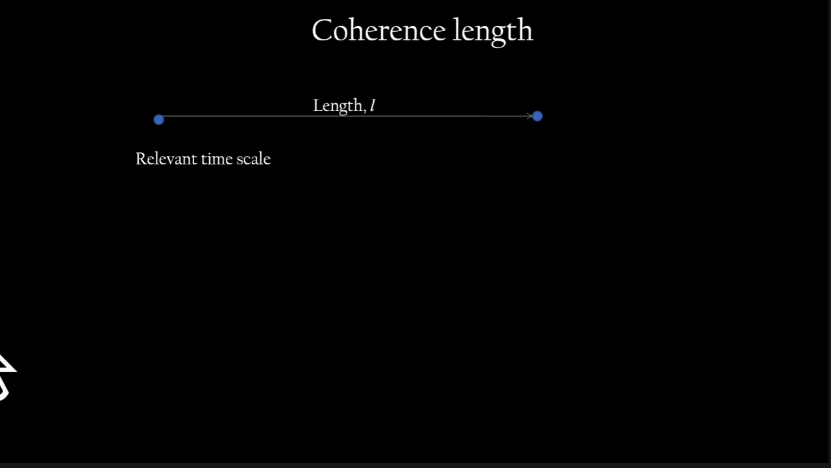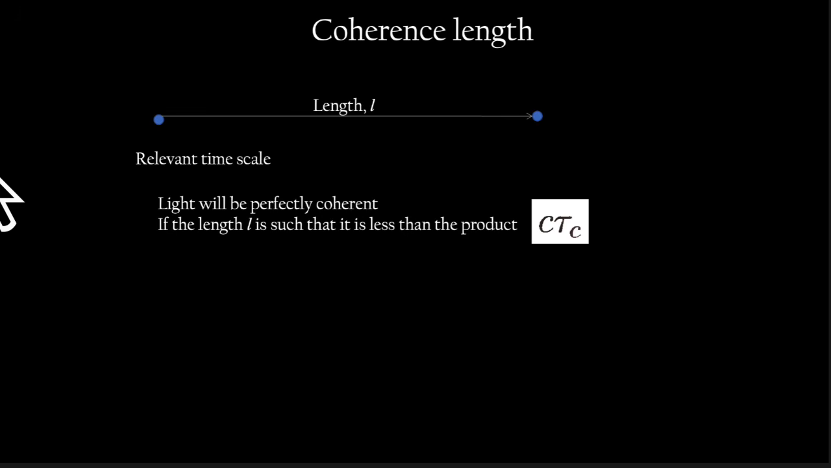So this also segues us to another important concept called coherence length. Now coherence length actually has a very interesting characteristic. It is, let's say, some specific length associated with the coherence time. So the relevant time scale for us to cover this length L within the tau c is what is associated with the coherence length. So the light will be perfectly coherent if the length small l is such that it is less than the product of c times tau c. So you can see it is associated with the tau c.